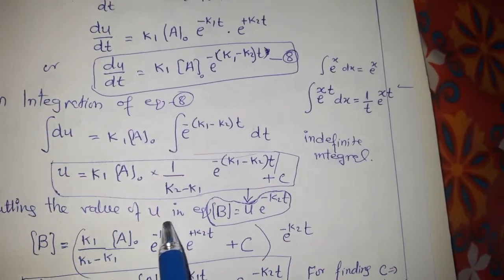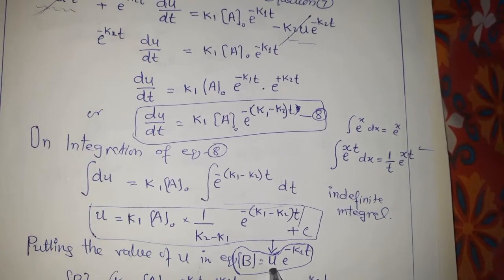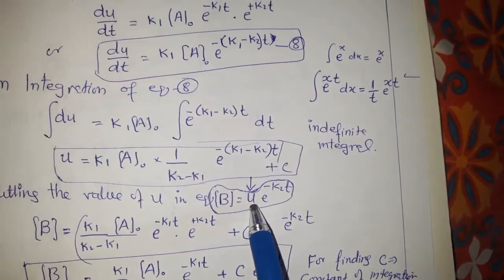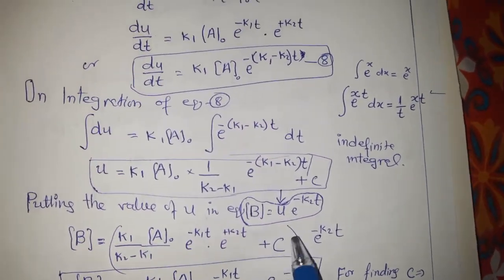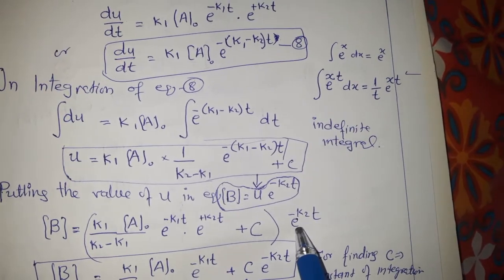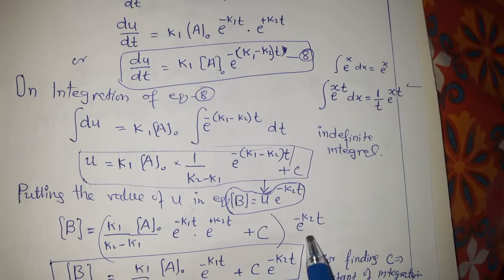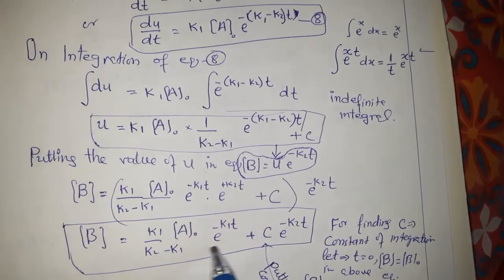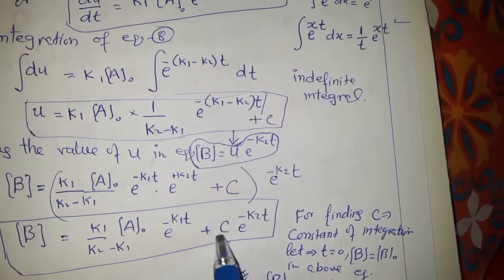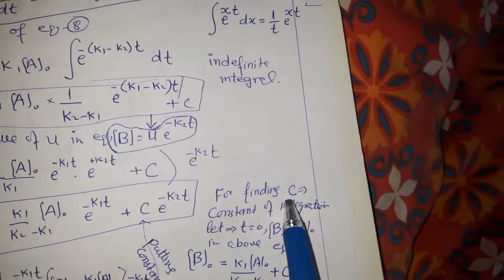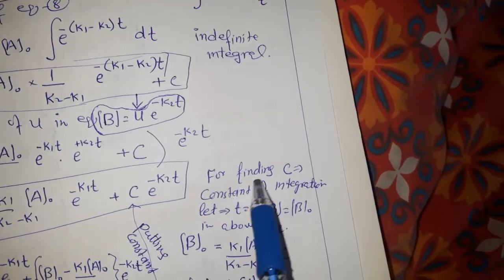Putting the value of u in equation b, just putting the value of u over here, and this we have to take outside, and after solving this and multiplying with this exponential factor, we got this value. And for finding the value of c, because this is a constant of integration, we have to find its value and put the value of c over here.